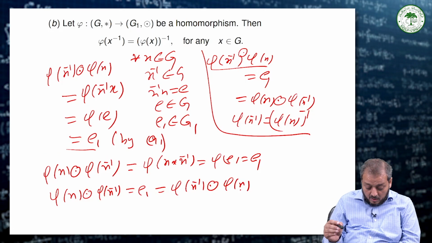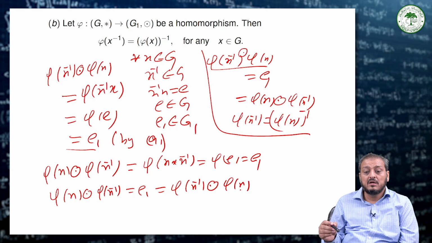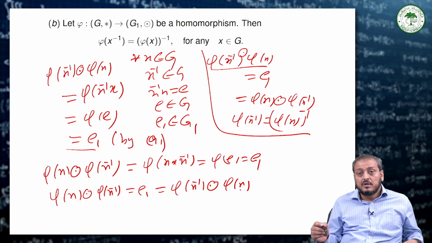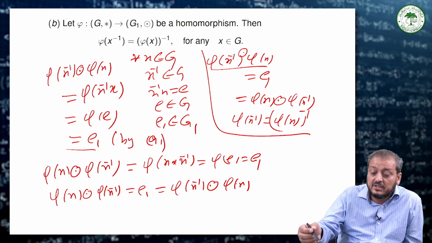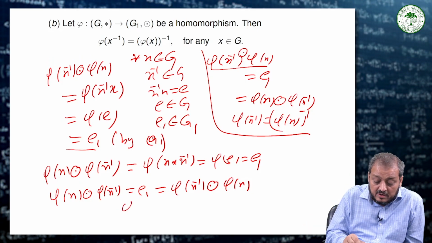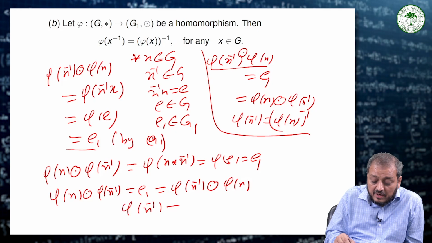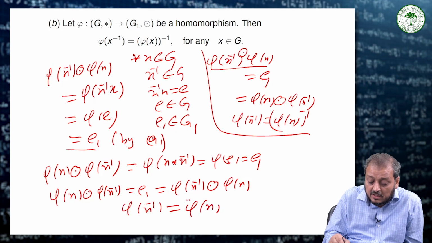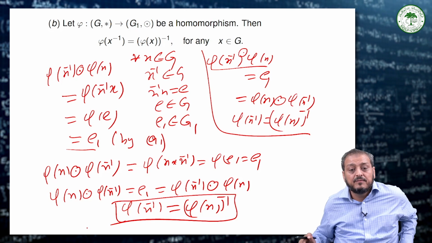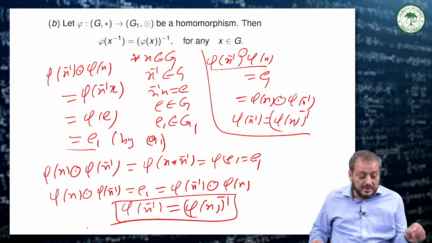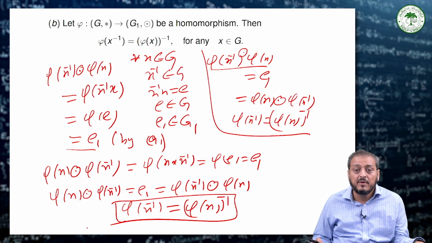So, now by using the property of inverse, we can simply say that phi of x inverse is equal to phi of x whole inverse, that means phi preserves the inverse also. So, this completes the proof of the second part.